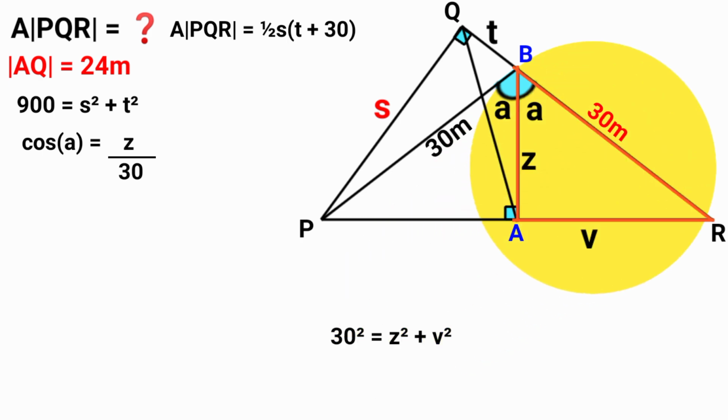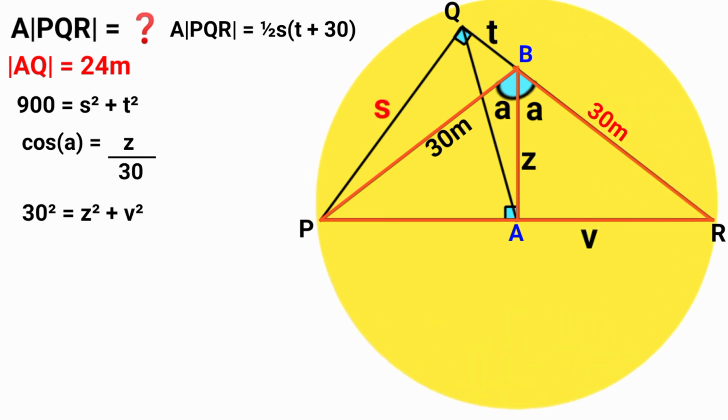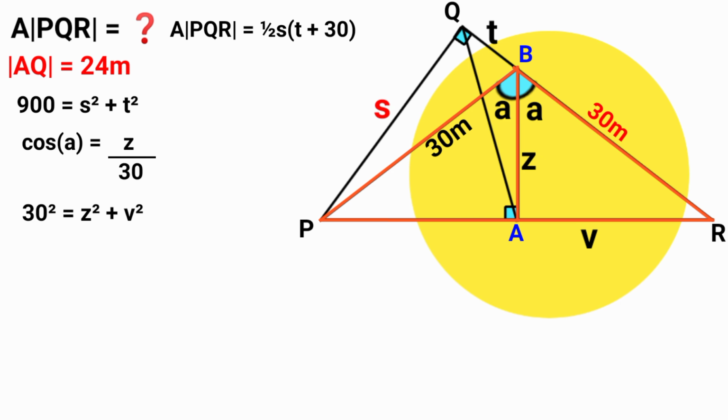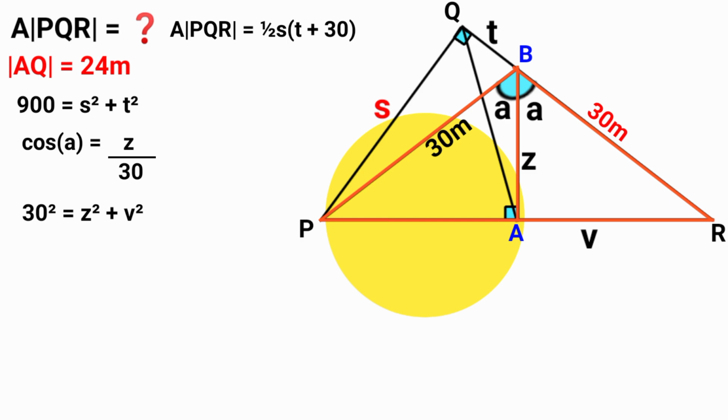Now look at this triangle ABR and this triangle ABP. They have a common side, that is this side AB, and we can see this side and this side are equal in length. Both triangles are right angle triangles and each has an angle A. That is enough to prove that they are congruent. Congruent triangles have all their corresponding sides equal in length. Therefore, this side and this side must also be equal in length. So since this side has its length to be V, the length of this side must also be V.